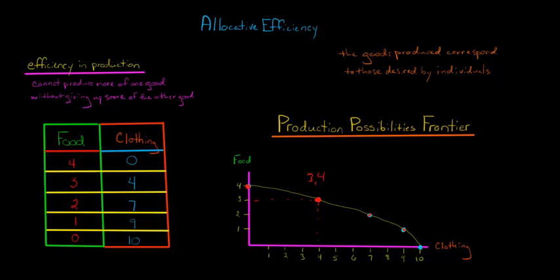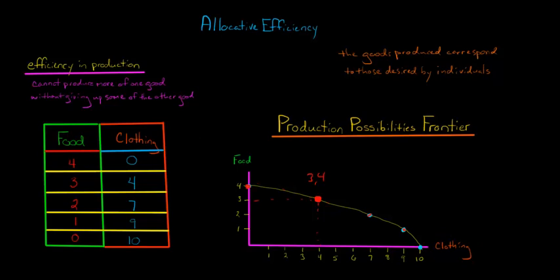At that point, we cannot produce more of one good, for example food, without giving some of the other good up. So point 3-4, which is right here on the curve, is efficient in production because we couldn't go to 4 units of food without giving up some clothing. We can't get any better in terms of producing. We're using our resources to the maximum. We could get more food, but we'd have to give up some clothing. So all these points along the curve are efficient in production.